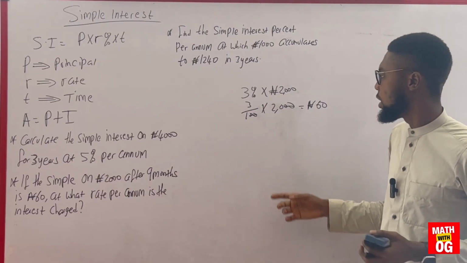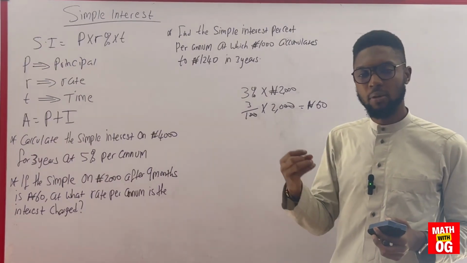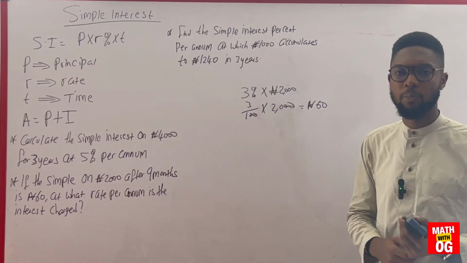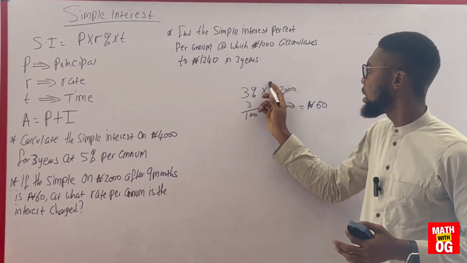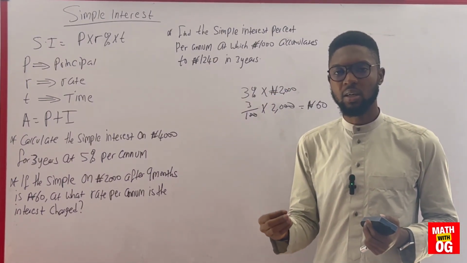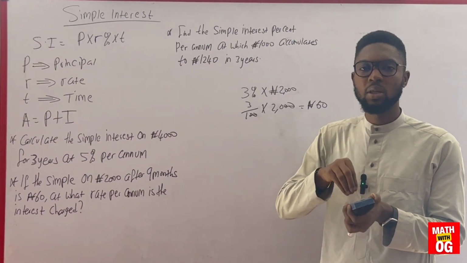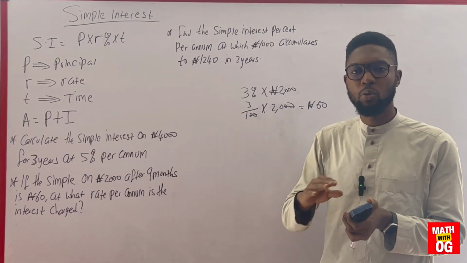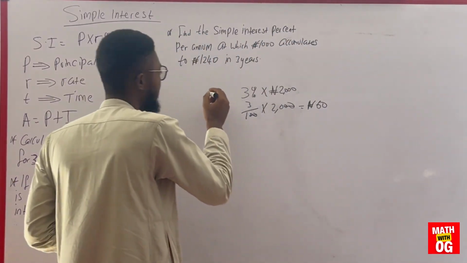But if at the end of the year you don't want to make use of this 2,060 naira, you want to leave the money in the bank so that another interest will be added at the end of the second year. For simple interest, the bank will assume that your principal remains what? 2,000 naira. It was 2,000 naira you originally deposited, so they will keep giving you interest on that 2,000 naira. So your principal remains constant, your rate remains what? Constant. That's what you should know for simple interest. So this was the first year.